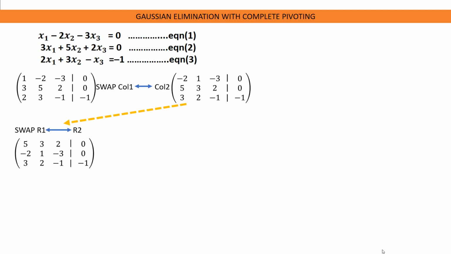Let's write a relation and put in the corresponding values of R1 and R2. So 2 over 5 times the pivot element. The pivot element is in row 1. So 2 over 5 times row 1 plus negative 2. And negative 2 is in row 2. So plus row 2. And we store our new values in row 2.